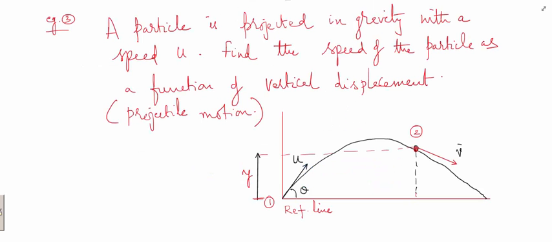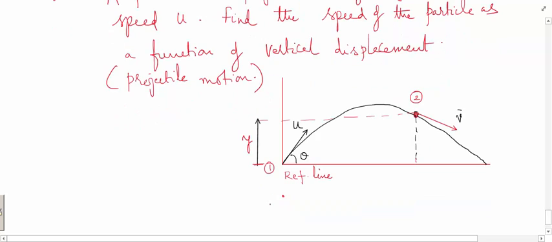Okay? A particle is projected in gravity with a speed u. Find the speed of the particle as a function of vertical displacement. See, this is the projectile motion we are already familiar with. But we have to apply the work energy theorem to solve it, right? So what is the work energy theorem? Here the only force which is doing work is the gravitational force. No other force is acting because air resistance is neglected.